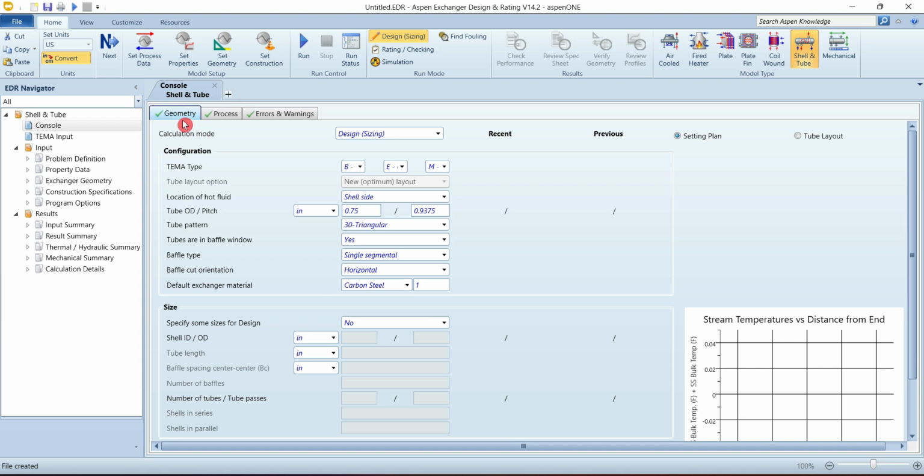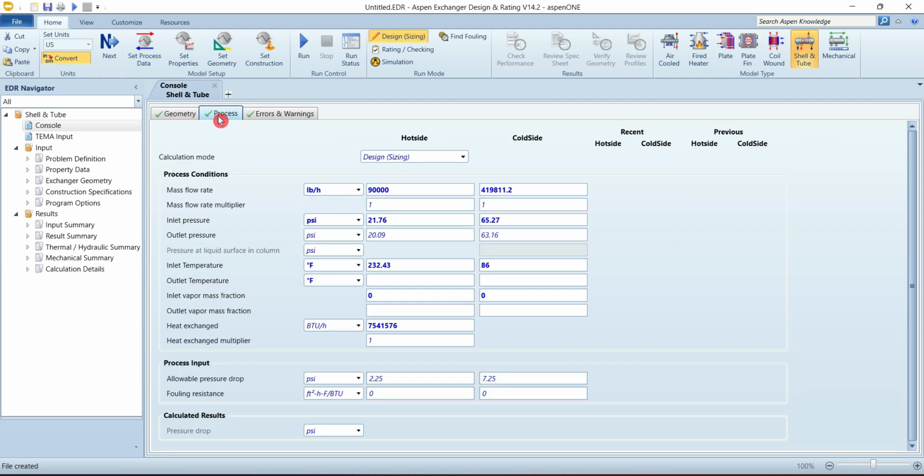What we need to notice over here is, first, have a look at the process tab, the second tab in the console. Again, this is a similar interface. On the left, we do have the navigation pane, and then we have multiple tabs. In the process, these are the process flow conditions. These are in pounds per hour. That means we can switch the units for better understanding. Switch to SI units.